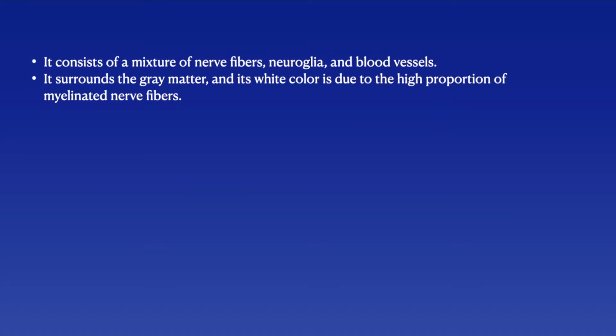It consists of a mixture of nerve fibers, neuroglia, and blood vessels. It surrounds the gray matter, and its white color is due to the high proportion of myelinated nerve fibers.